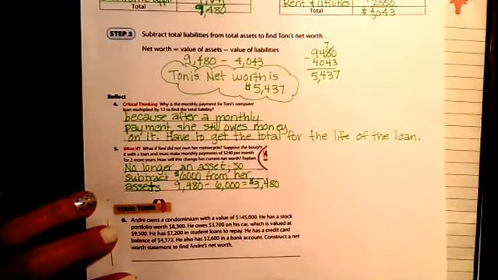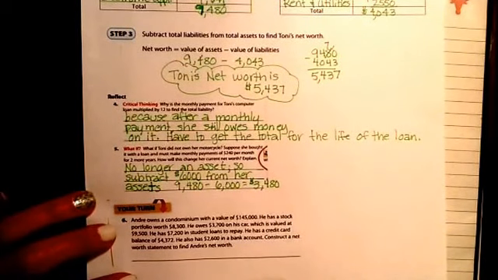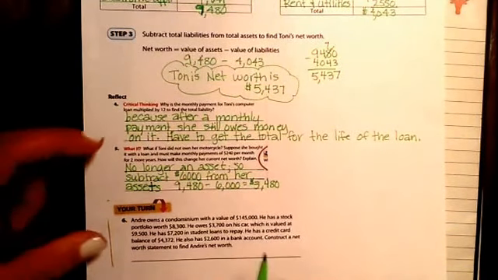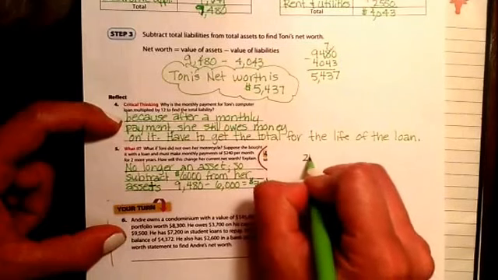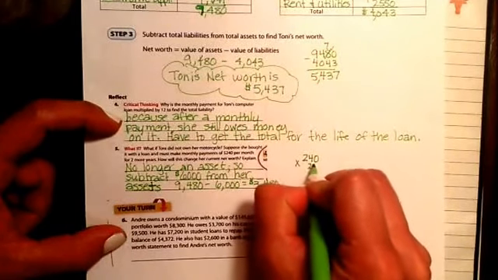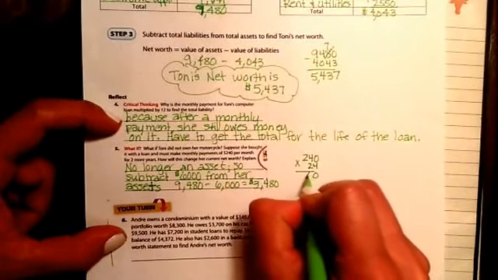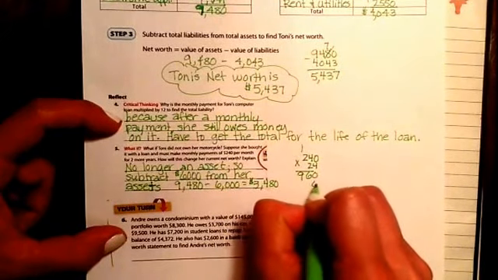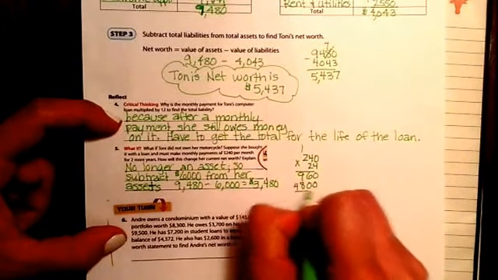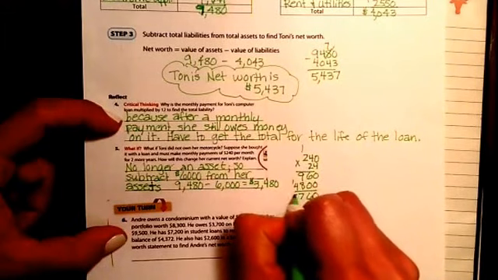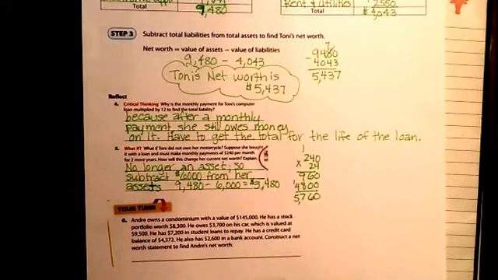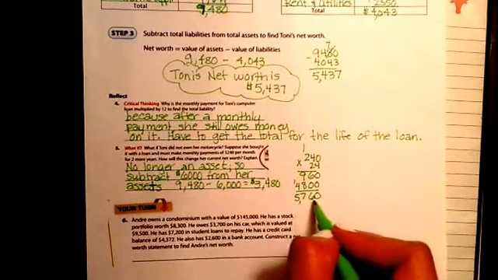But now, if she's going to owe 240 for 2 more years, we're going to have to do 240 times 24. That's $5,760 that she is going to now add on to her liabilities.